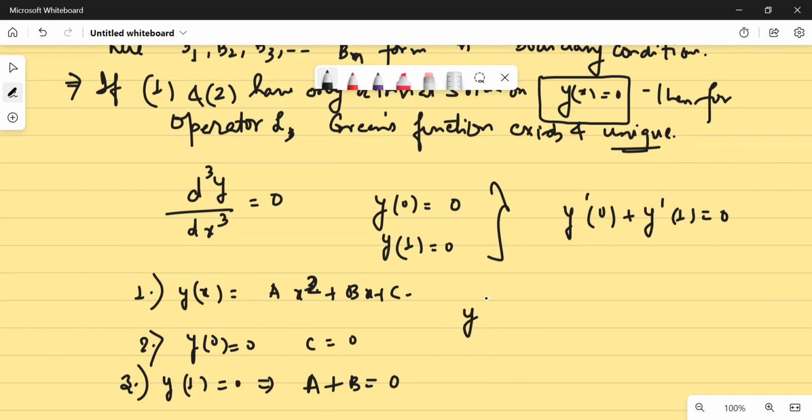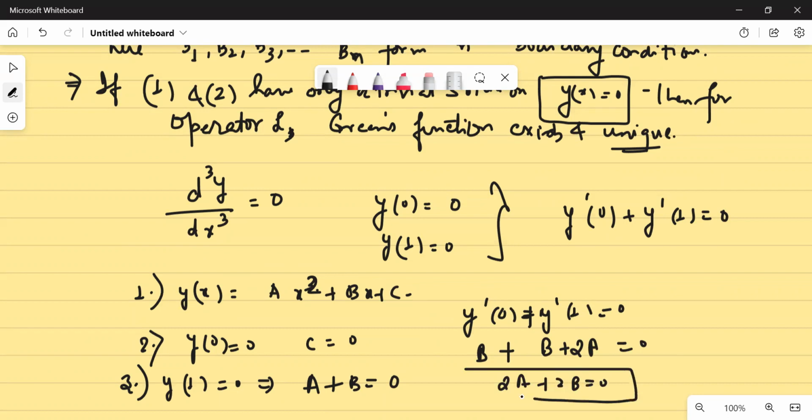Now, if you see, your y'(0) plus y'(1) should be equal to 0. What does it mean? y'(0) would be what? y'(0) would be, I think, b, right? And what will y'(1) be? I guess it should be b + 2a, which should be equal to 0. That implies 2a + 2b should be equal to 0.